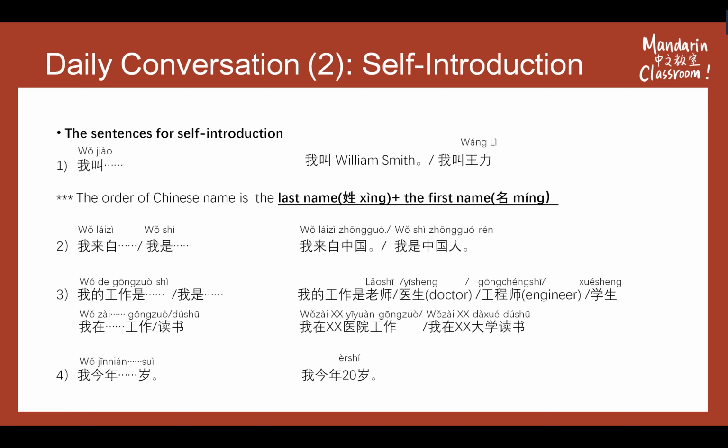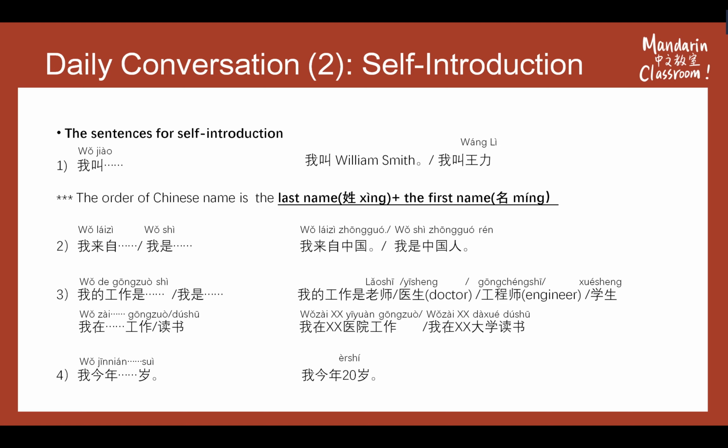And let's see the Chinese name. 我叫王丽. So let me say the difference. There's a point you have to pay more attention to. The order of a Chinese name is the last name, which we call 姓, plus the first name 名. So it's the order of Chinese name. It's opposite to the foreign names.